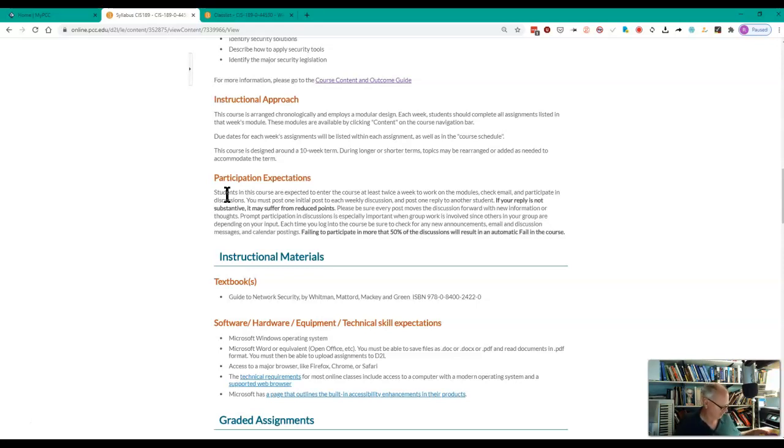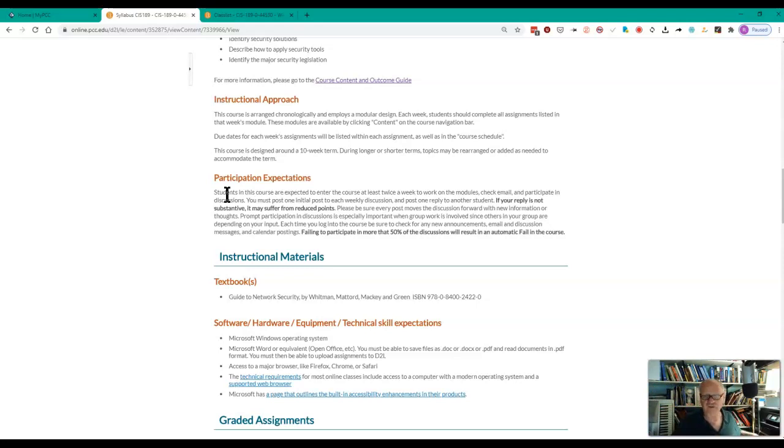The textbook, Guide to Network Security. It looks like this. There's only one edition. Don't be looking for a second edition or something like that. I think somebody mentioned to me that there is a second edition listed in the bookstore. So I'm not sure where that came from because that didn't come from me. But there is only one edition of this book, Guide to Network Security, by Michael Whitman, Herb Mattard, David McKay, and Andrew Green. That's our textbook.